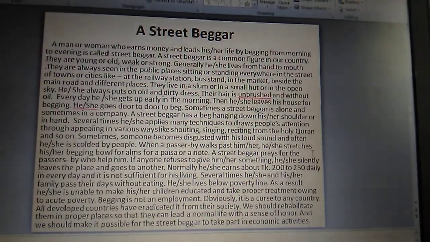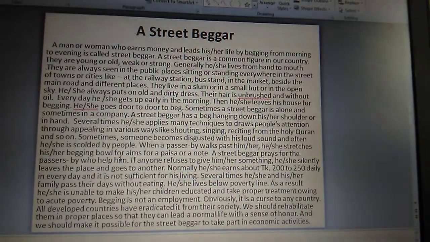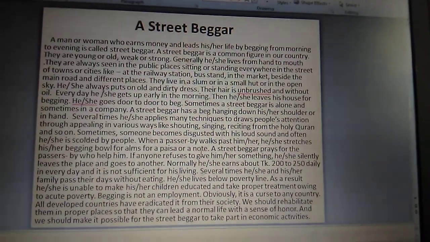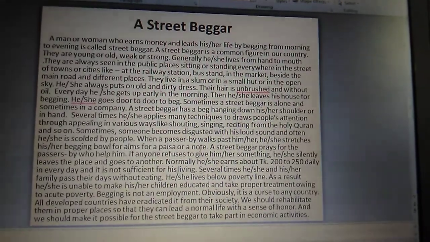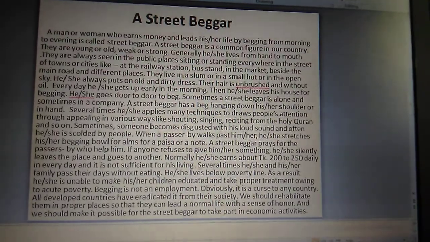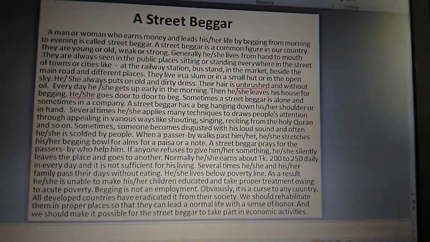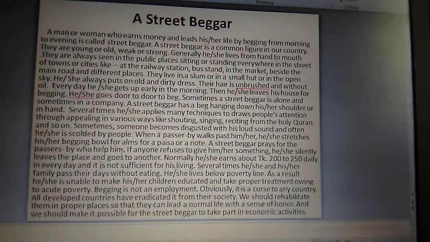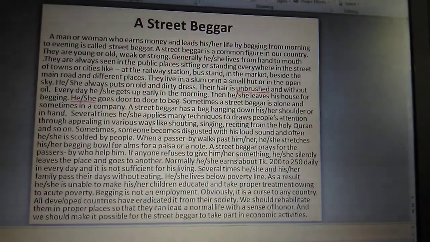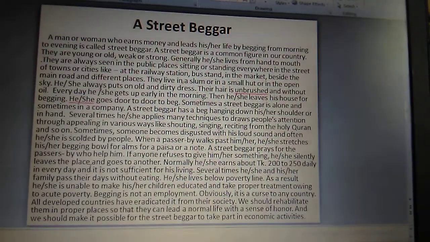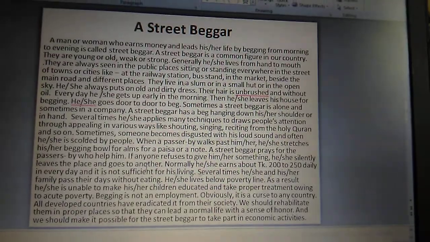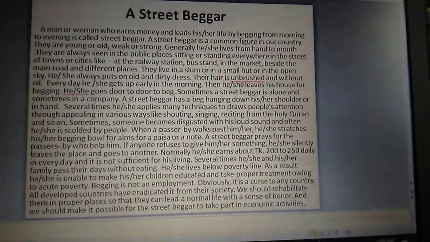When a passerby walks past him or her, he or she stretches out his or her begging bowl for alms, for a paisa or a note. You always see there is a pot most of the time in the beggar's hand. A street beggar prays for the passerby who helps him. If you give the money, then he will pray to Allah for your blessing. If anyone refuses to give him or her something, he or she silently leaves the place and goes to another place. If you refuse to give anything, he won't say anything, but he may leave the place.